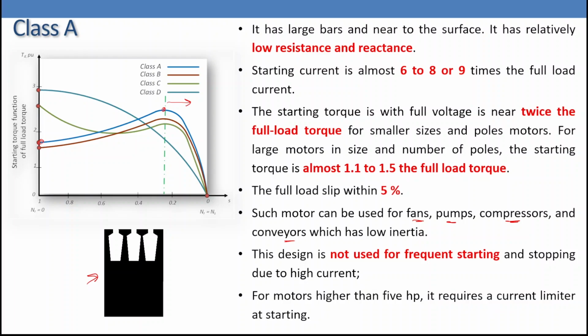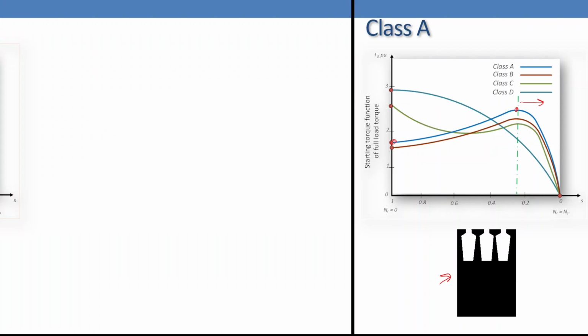So let's conclude Class A. Starting current is 6 to 9 times the full load current. Starting torque is in the range of 1.1 up to 2 times the full load torque. The range of the slip is within 5%. That one is not suitable for frequent starting applications and can be used for fans, pumps, compressors, and conveyors, or any low inertia applications.